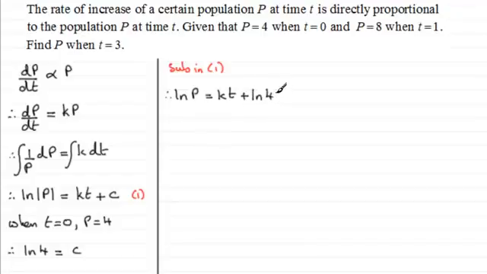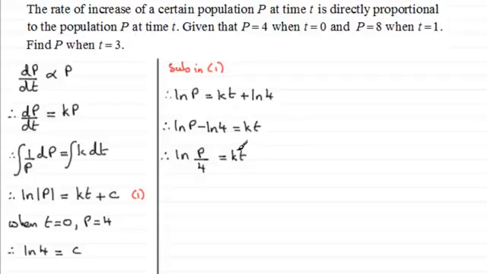Now we could simplify this. We've got 3 terms here, 2 of which are logs, so we need to bring those 2 terms together. So we've got the natural log of p minus the natural log of 4 equals kt. Just subtract natural log of 4 then from both sides. Now when we're subtracting 2 logs, we can simplify this to the natural log of p over 4. Okay, the subtraction rule for logs. And then this is going to equal kt.